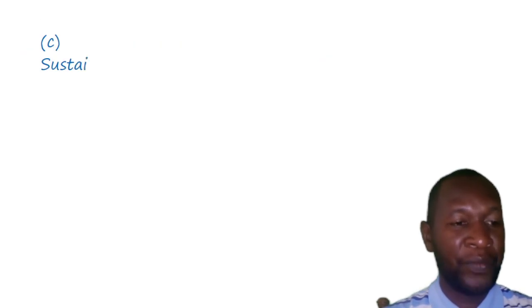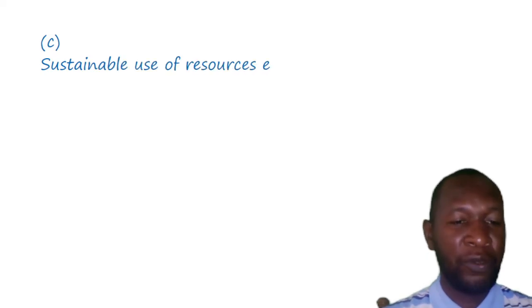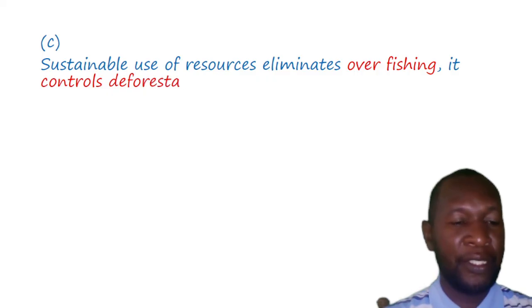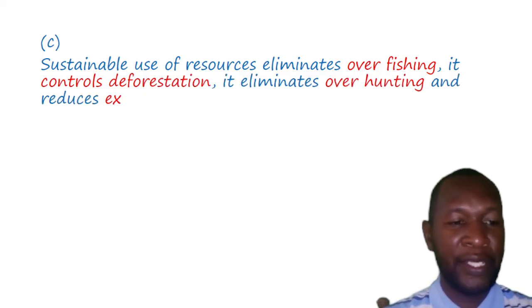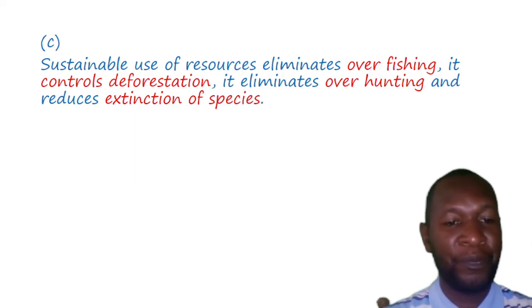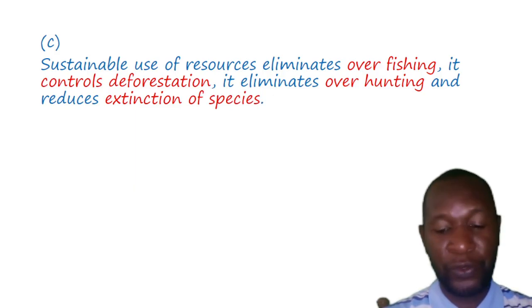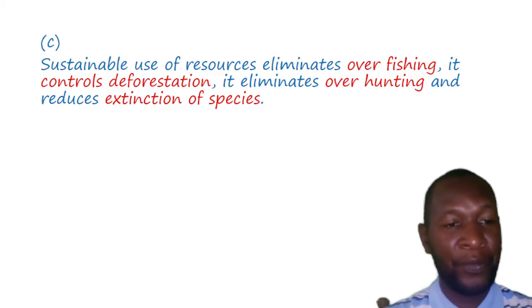Part C. Sustainable use of resources eliminates overfishing. It controls deforestation. It eliminates overhunting and reduces extinction of species. So these were the solutions to question number 10.